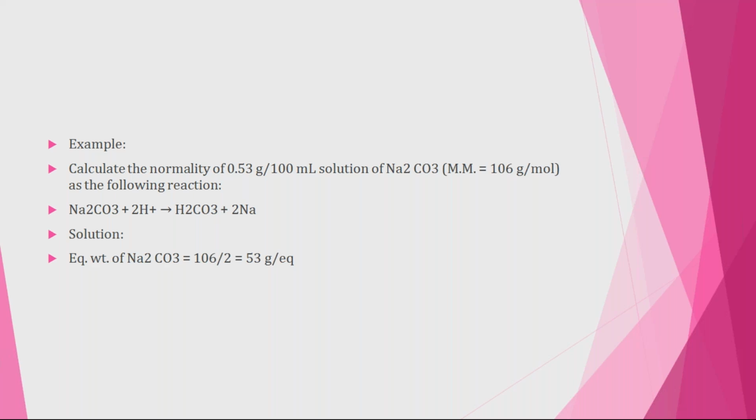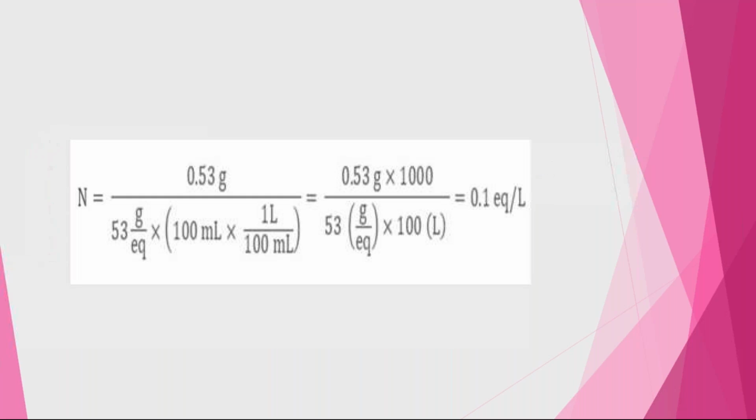Sodium carbonate 106 divided by 2, so it will become 53 grams. So 53 grams is the equivalent weight, and you can substitute it in the formula. Normality is equal to 0.53 grams divided by 53, into 1 liter by 100 ml, so 0.1 equivalent per liter. So this is one example.